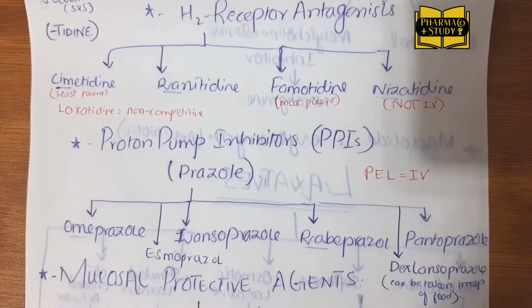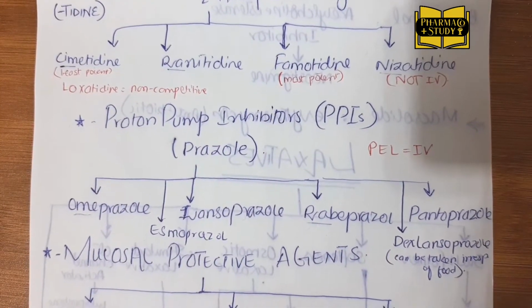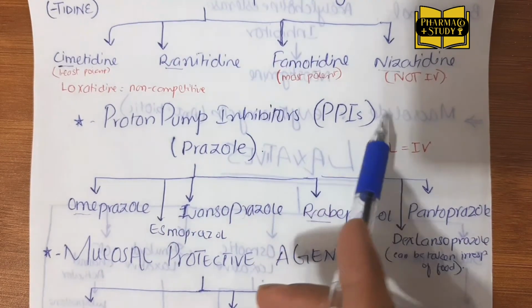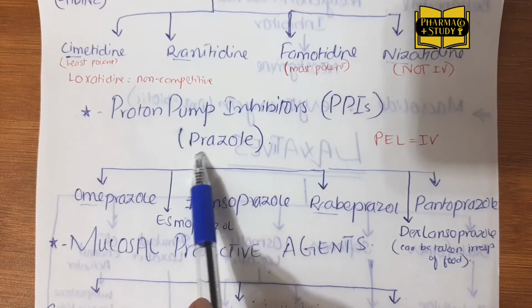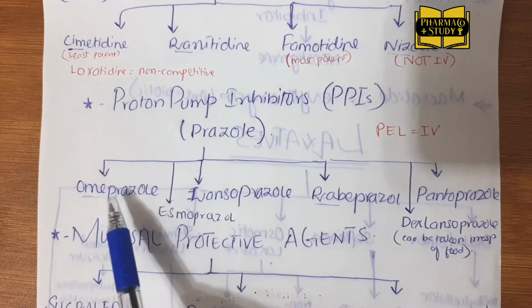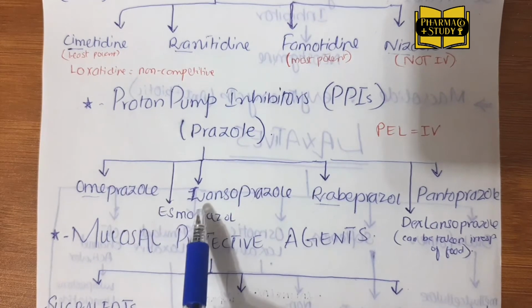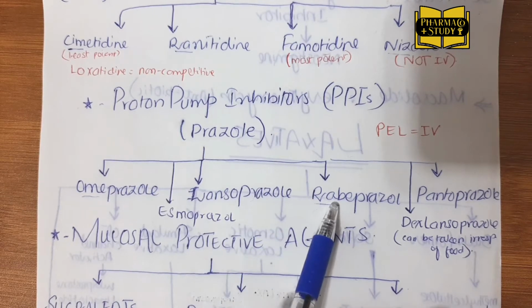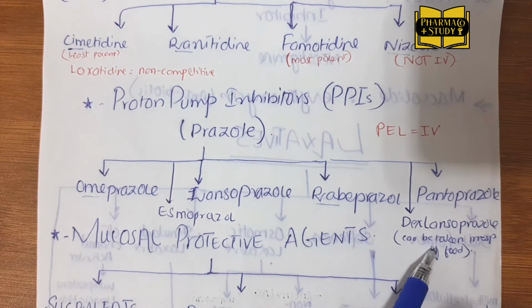So the next class of drugs are the proton pump inhibitors, known as PPIs, and the identification of this class of drugs is the prazoles. Now the drugs that come under this class are omeprazole, lansoprazole, esomeprazole, rabeprazole, pantoprazole, and dexlansoprazole.